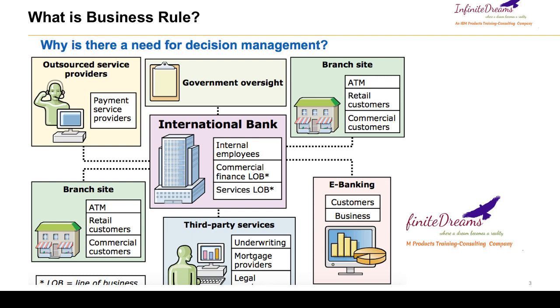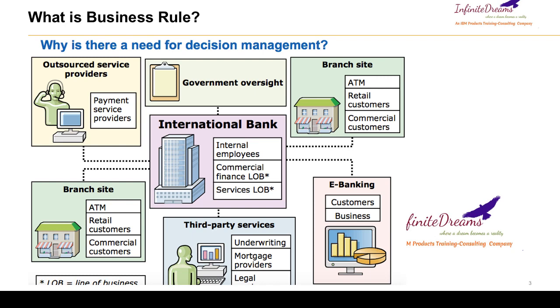Similarly, if you go through this diagram, here it's a banking system. In the middle you can see an international bank, and this international bank provides loans to multiple industry groups. And there are some systems for its consumers. The bank has the branch side where they have the ATM, the retail customers and commercial customers. They come to the branch side and do transactions.